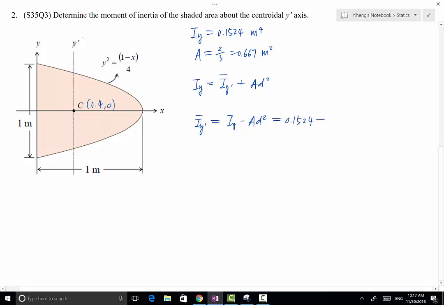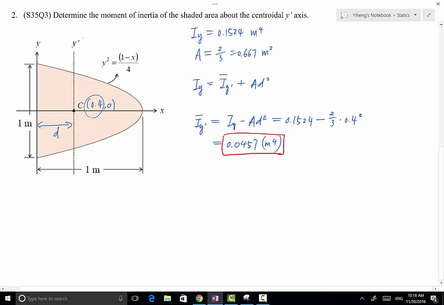Iy equals 0.1524. The area equals 2/3 or 0.667. Now, the distance is this distance right here. And because we have determined the centroid location, this distance is simply 0.4 meter raised to the second power. So from here, we can evaluate Iy prime bar, which is 0.0457 in the unit of meter raised to the fourth power. And that is the final solution.